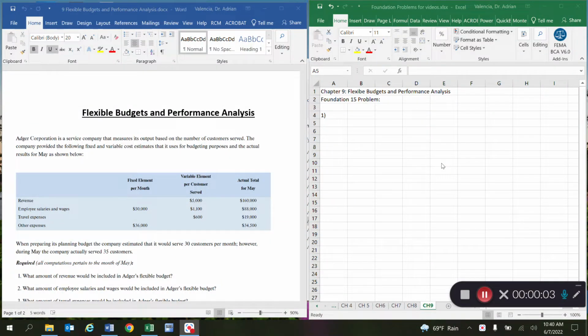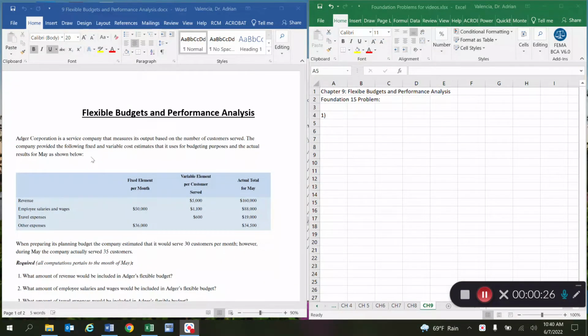In this video, I'm going to go over the Foundation 15 problem for Chapter 9 on flexible budgets and performance analysis. We are given information about Adger Corporation. It is a service company that measures its output based on the number of customers served. So this is going to be what is going to drive our budgeting.